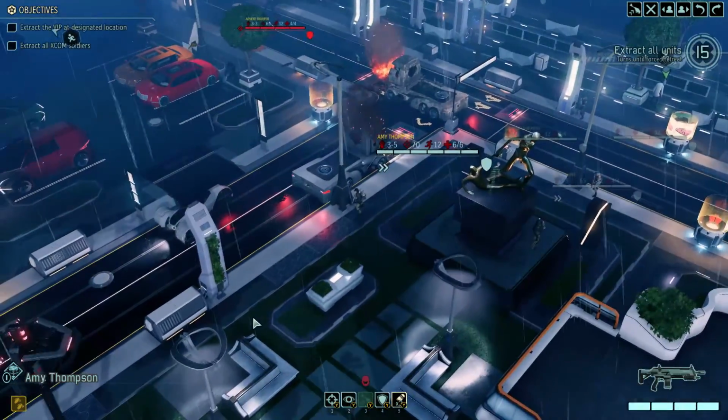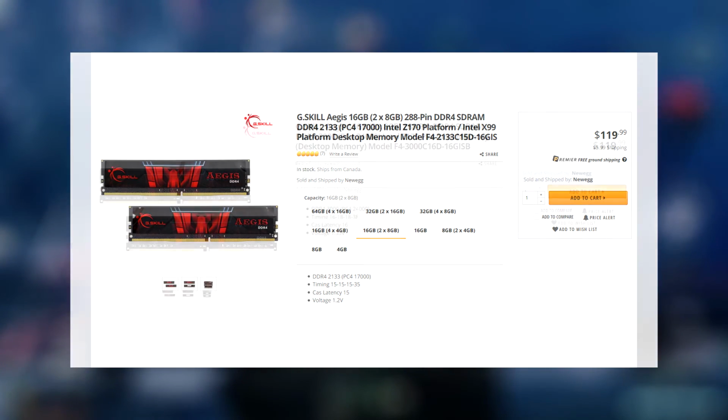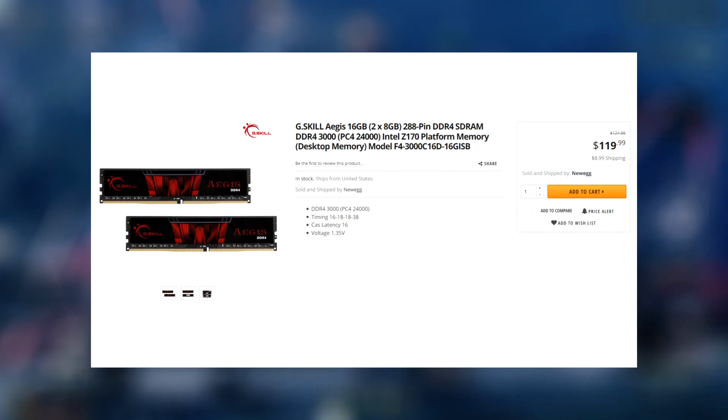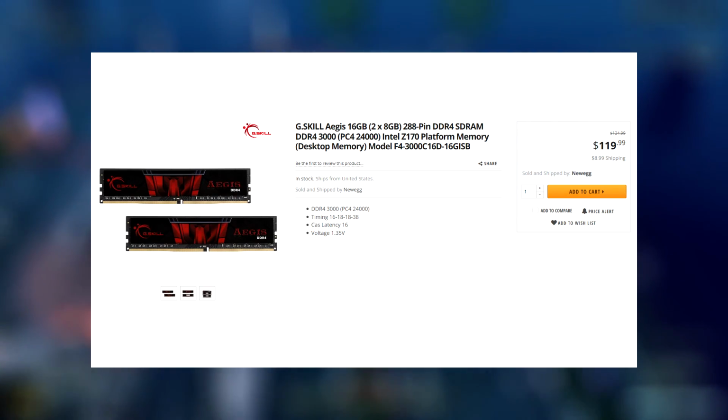I would recommend something around 3000 megahertz RAM if you do care about RAM speed. This is because the difference in price from 2133 to 3000 is very little, maybe $10 to $20, but the jump from 3000 or maybe 3200 megahertz to 3600 or even higher is significant.